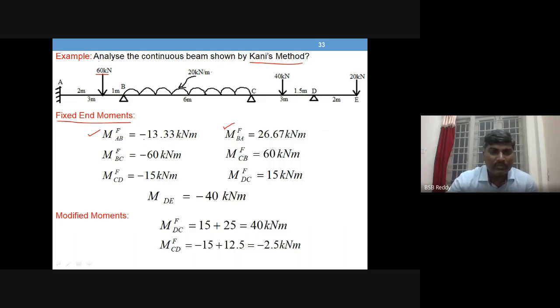So these are all the values that have been practiced very well in the previous sessions. Even for BC, it's WL squared by 12, these are the values. And for CD, the fixed end moments are PL by 8 because of the central point load. So these are the values.